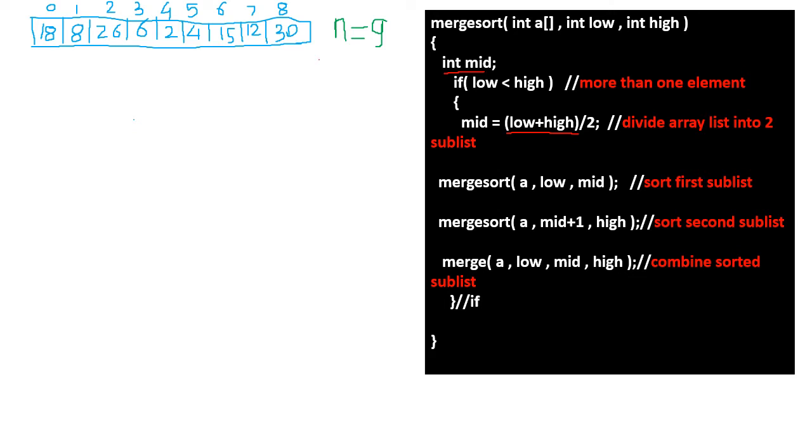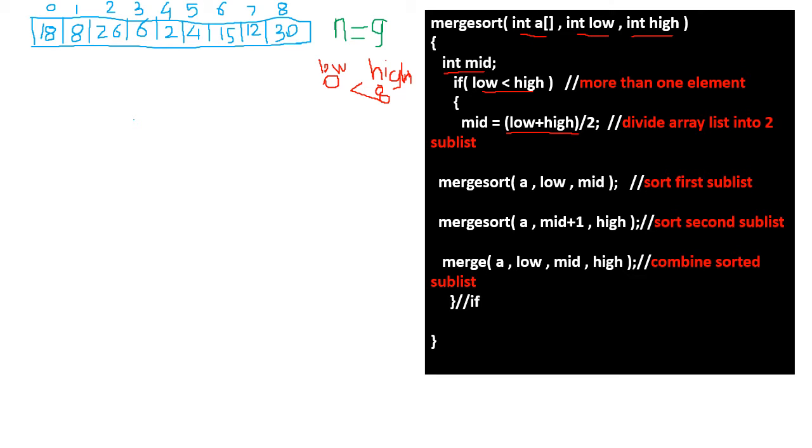Here our low value is 0, and the high value is 8, that is n minus 1. When the merge sort function is called, we pass three parameters: a, our array name, then the low value, then the high value, that is n minus 1. Then check whether low is less than high. Is 0 less than 8? Yes, our condition is true.